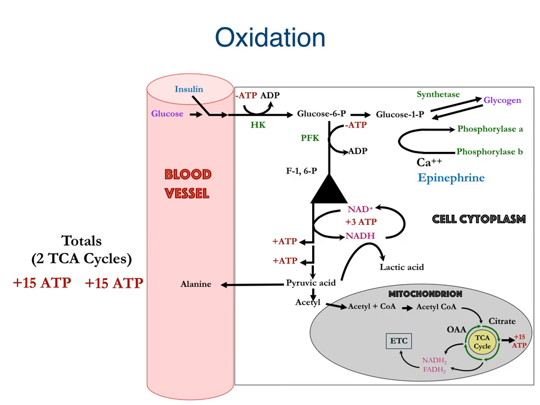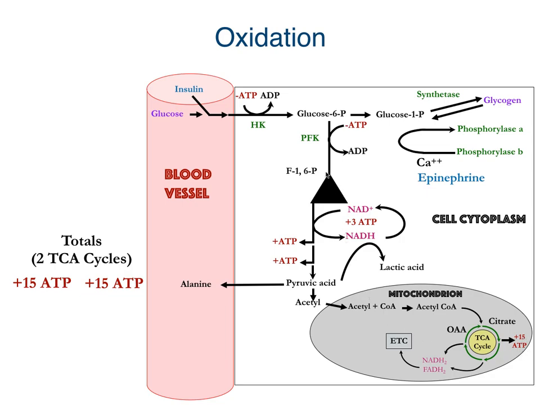Acetyl enters the mitochondrion. The mitochondrion is where oxidation takes place. We have a number of steps along the way to get into the citric acid cycle, the TCA cycle, the Krebs cycle. There's a lot of names for it. Once we get into this cycle, we end up producing 15 ATP overall.